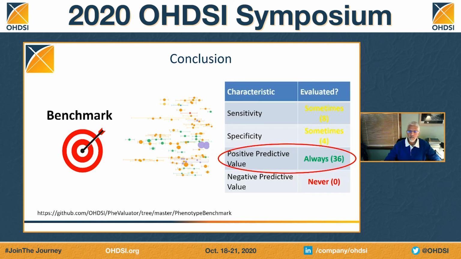It's important to note that most studies only provide PPV, which is generally insufficient for performance assessment, underscoring the need for a tool that will provide the full set of performance statistics, particularly sensitivity and specificity.